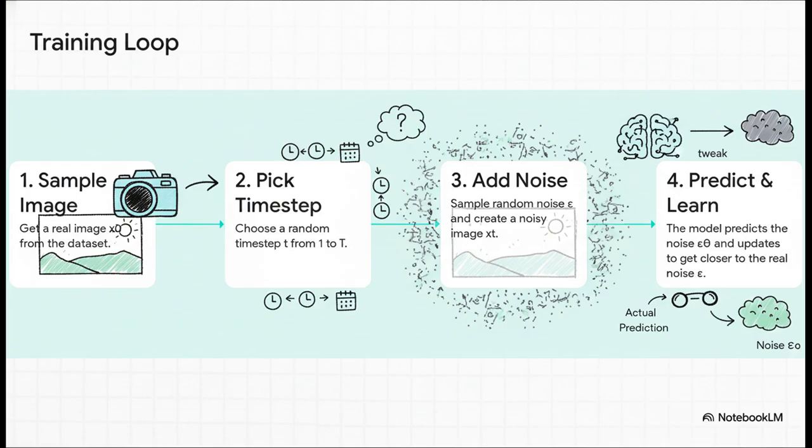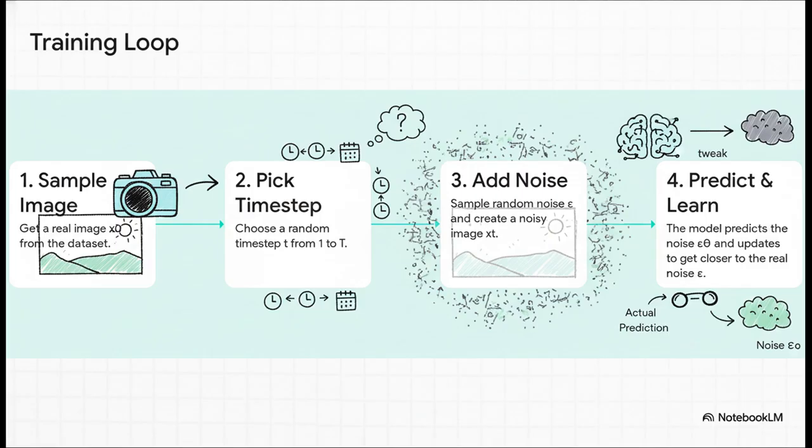The whole training loop is like this simple 4-step dance. Step 1, we start with a real image. Step 2, we jump to some random point in that 1,000-step destruction process and add the right amount of noise. Step 3, we show this messed up image to our neural network and ask it, hey, what noise did I just add? And finally, step 4, we compare the AI's guess to the actual noise we used. If it's wrong, we just tweak the network a tiny bit to get it closer next time.